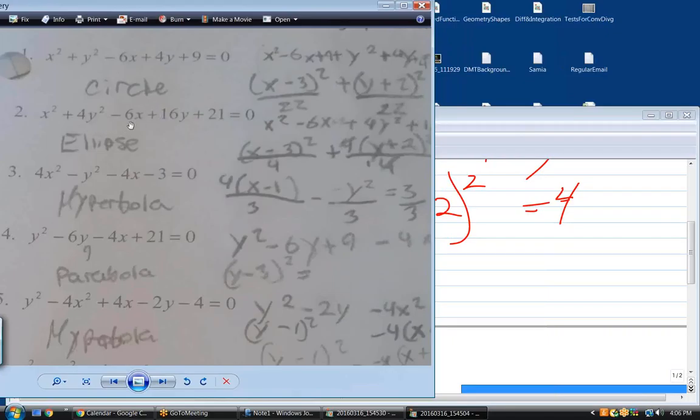Notice the ellipse. It's got an x squared and a y squared. It's pretty much exactly like number 1. The only difference is the y squared has a 4 in front of it, the x squared has a 1. So it's going to go into the standard format for an ellipse, which is x minus h quantity squared over a squared plus y minus k quantity squared over b squared equals 1.